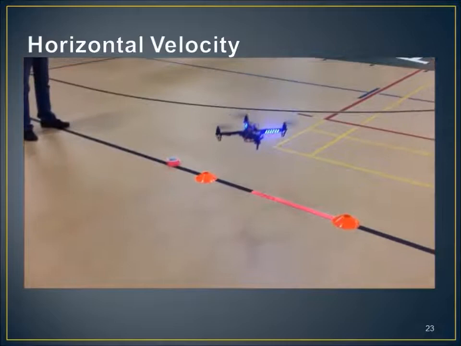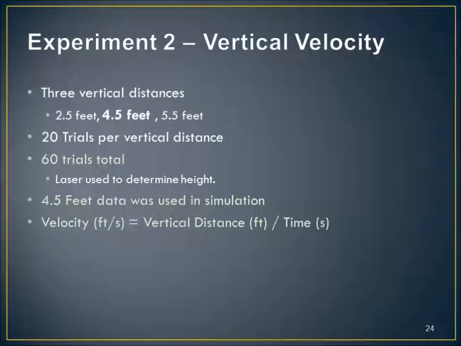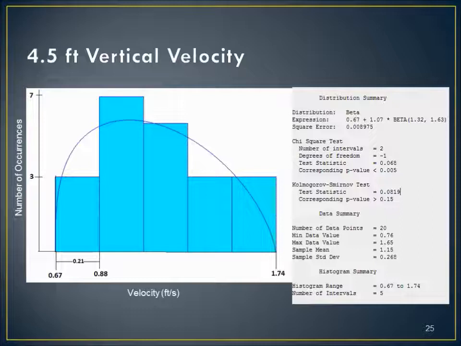For our second experiment, we calculated how long it takes the quadcopter to lift and stop at 2.5, 4.5, and 5.5 feet. We did 20 trials per distance, 60 trials in total. For the vertical velocity of 4.5 feet, we got a beta distribution with a sample mean of 1.15 feet per second and a standard deviation of 0.268. Here's a short clip of the vertical velocity experiment.